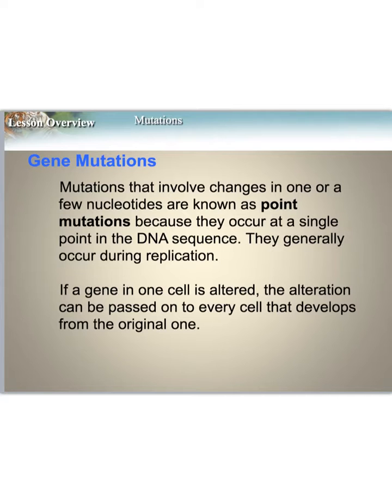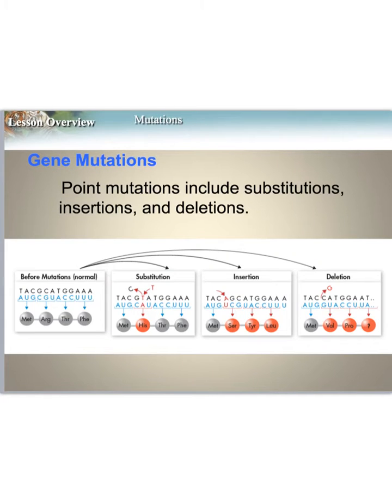Mutations that involve changes in one or a few nucleotides are known as point mutations because they occur at a single point in the DNA sequence. They generally occur during replication. If a gene in one cell is altered, the alterations can be passed on to every cell that develops from the original one. Point mutations include substitutions, insertions, and deletions.